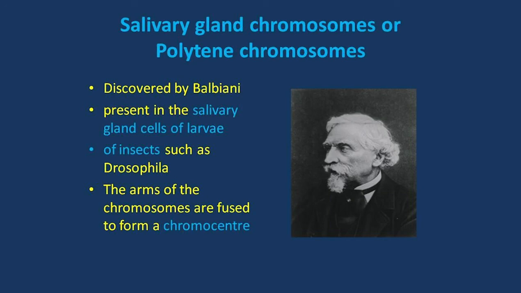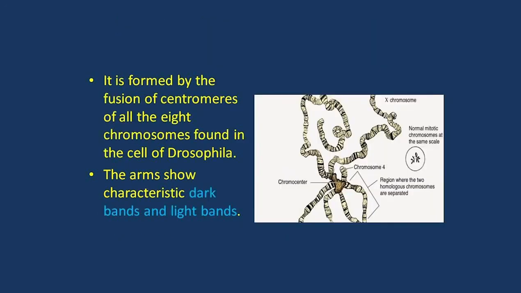They are present in the salivary gland cells of larvae of insects such as Drosophila. The arms of the chromosomes are fused at the center to form the chromocenter. This is a picture of the salivary gland chromosomes of the fruit fly Drosophila. You can see the chromocenter in the middle, which is formed by the fusion of 8 chromosomes found in the cell of Drosophila. The arms of the chromosomes show dark bands and light bands.